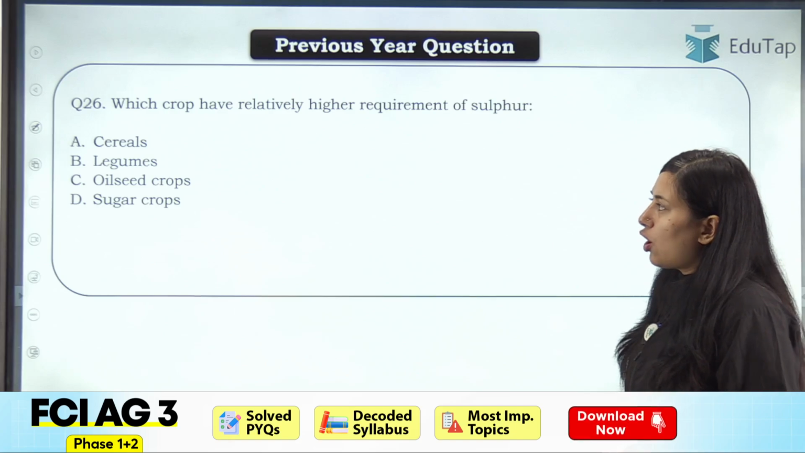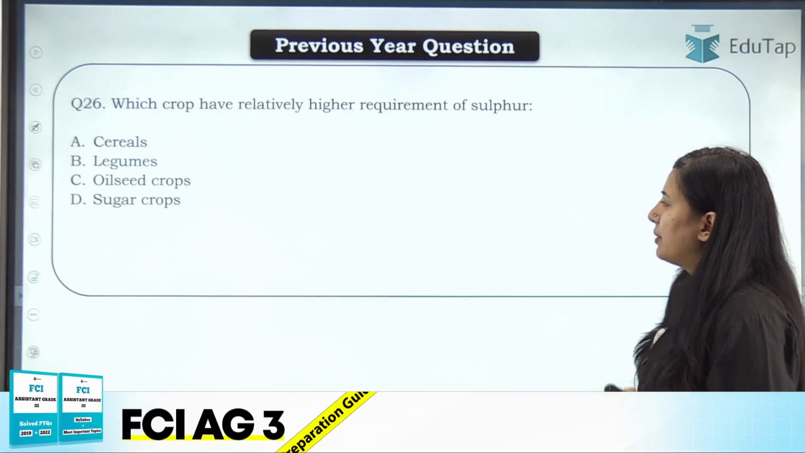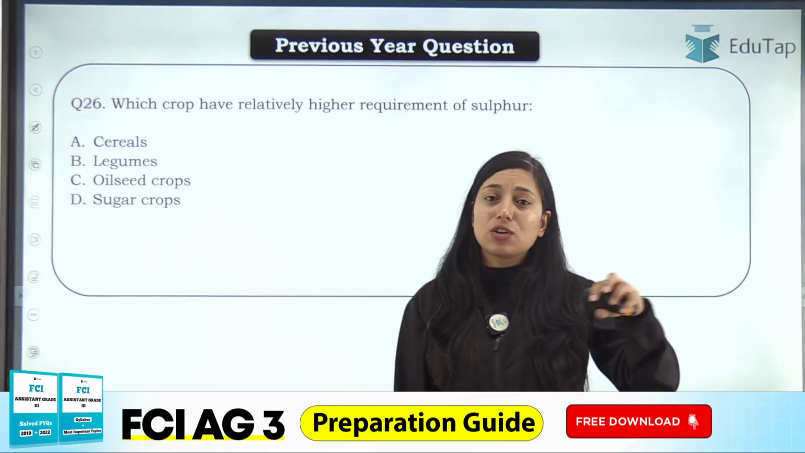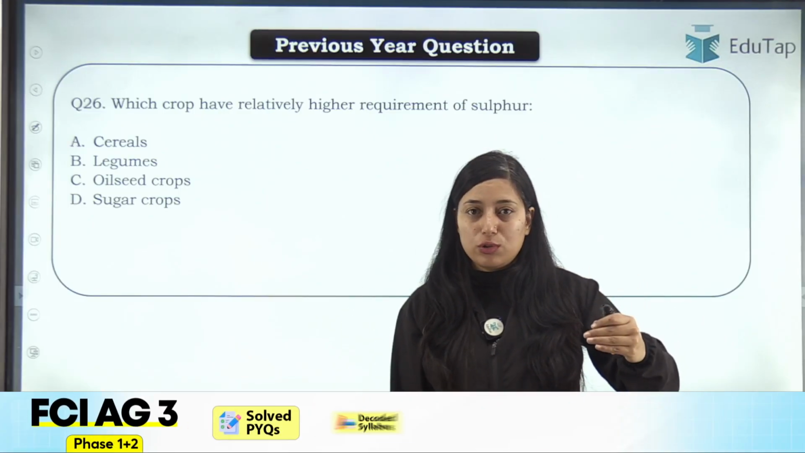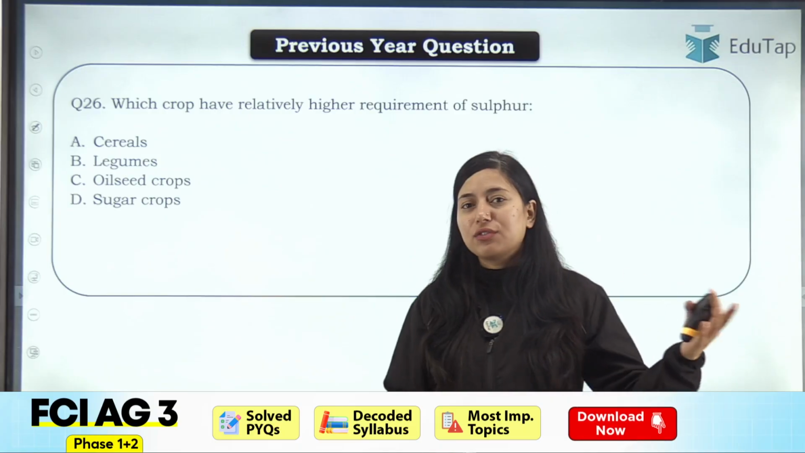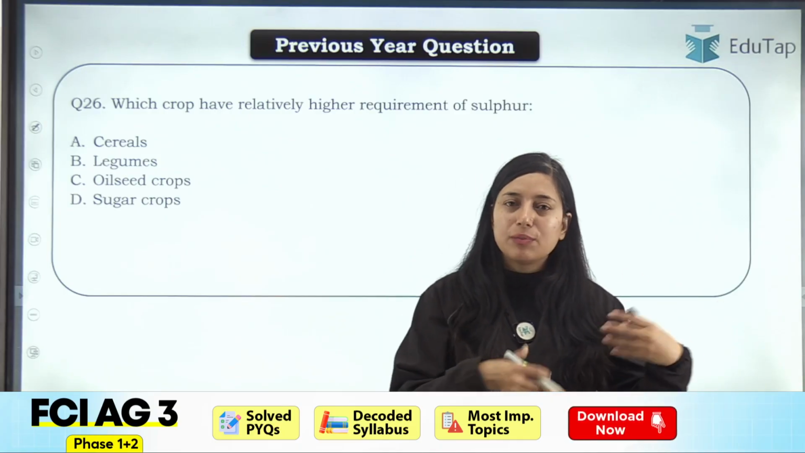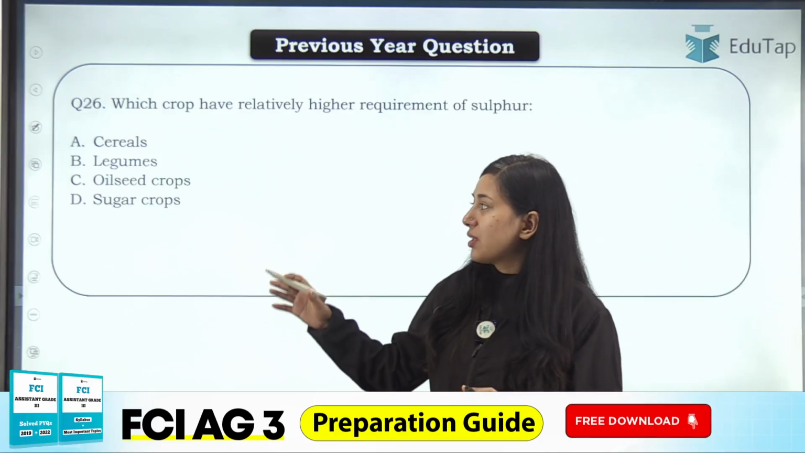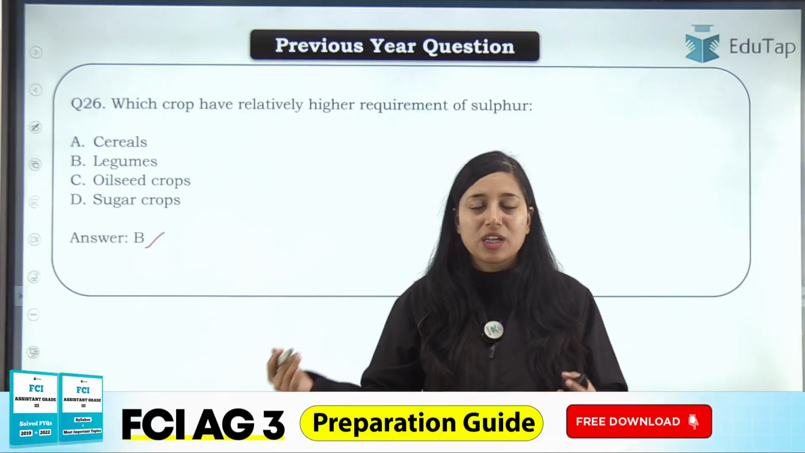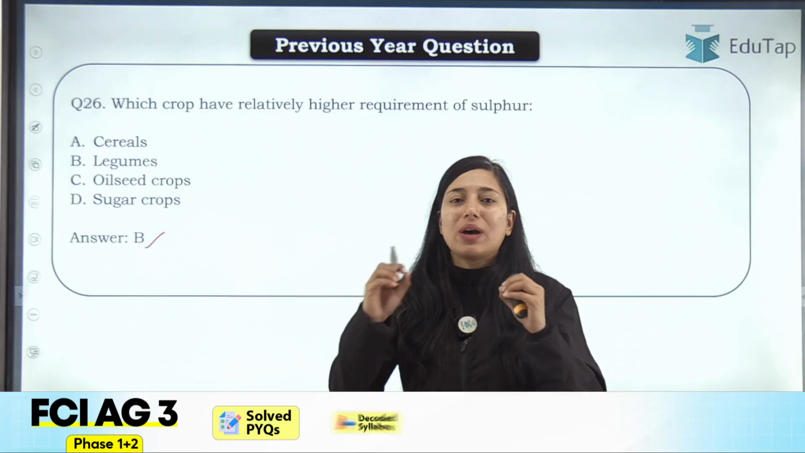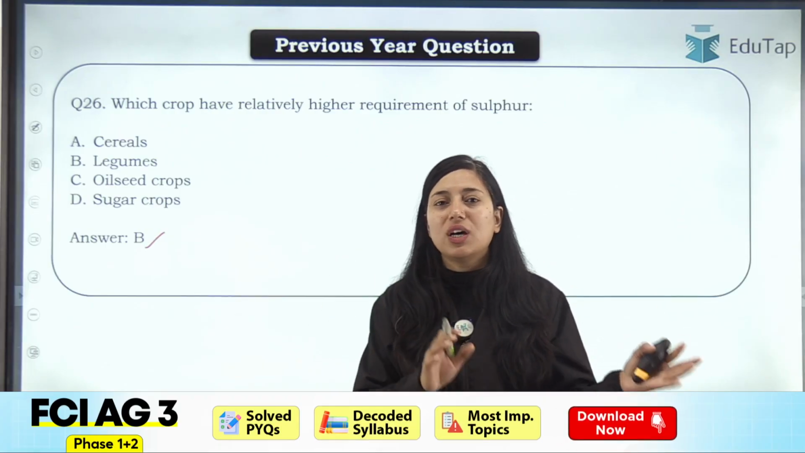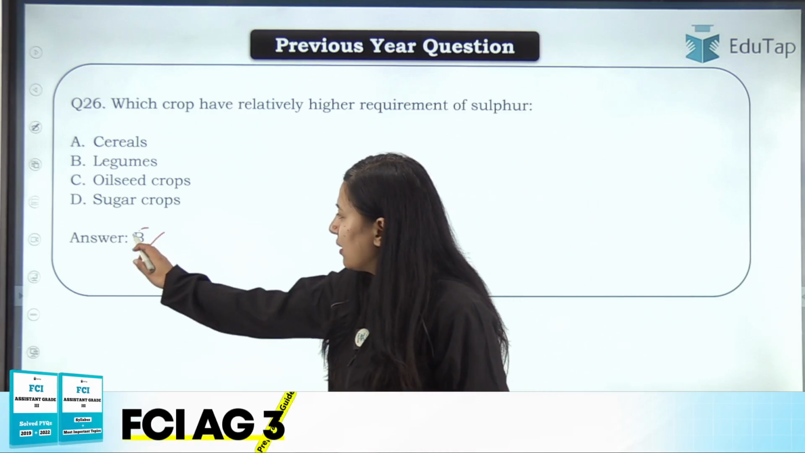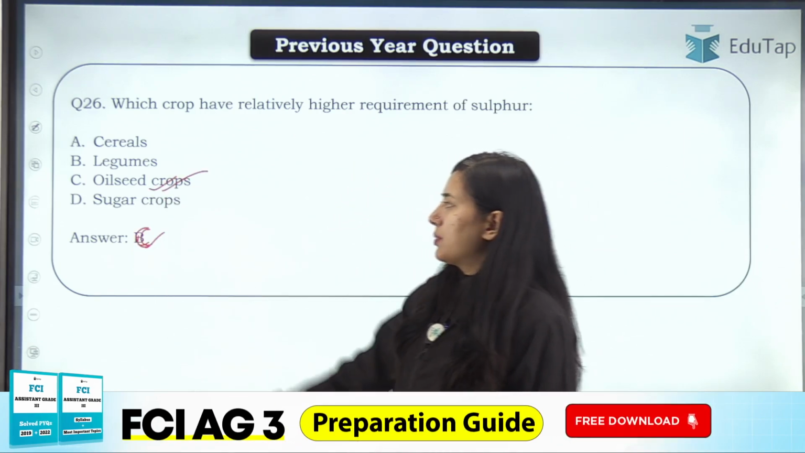Next is, which crop has a relatively higher requirement of sulfur? Now students, out of all the crops there is a group of crops which need sulfur also. Sulfur is not part of our main nutrients that we provide, but we have to provide it to a group which is known as the oilseed group, or oilseed crops. So oilseed crops में sulfur की requirement थोड़ी ज़्यादा होती है as compared to the other crops. Clear? The answer will be option C, that is oilseed crops, not B.